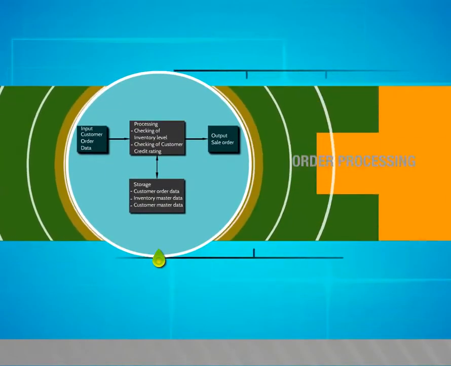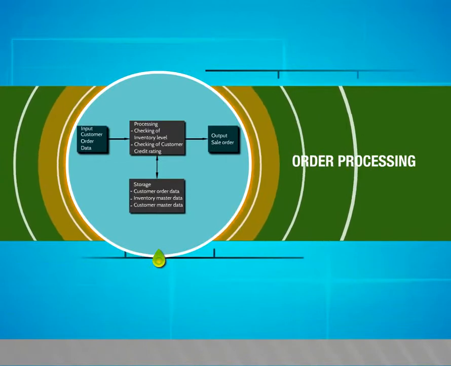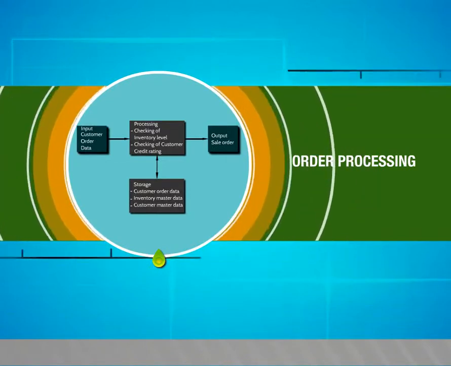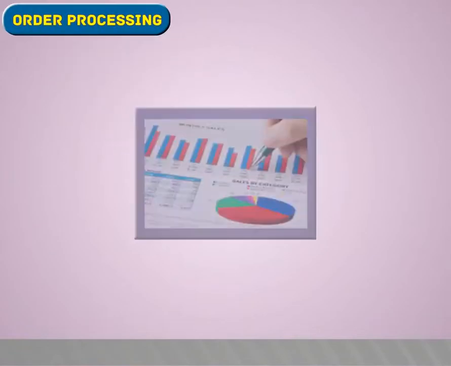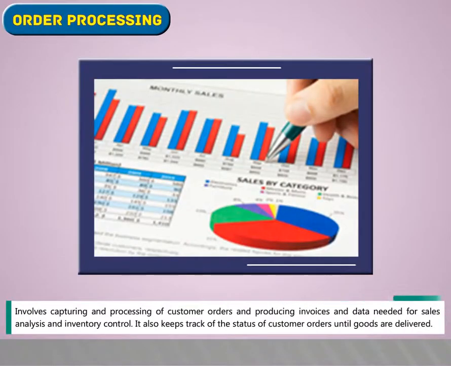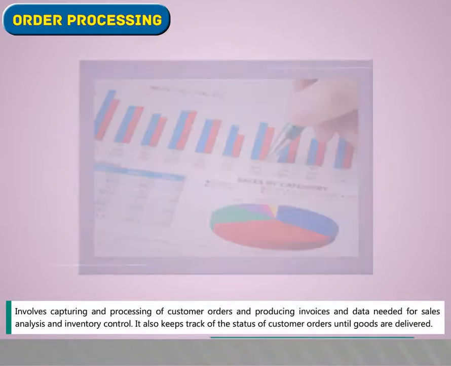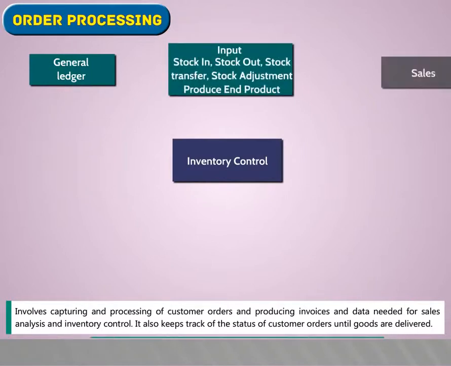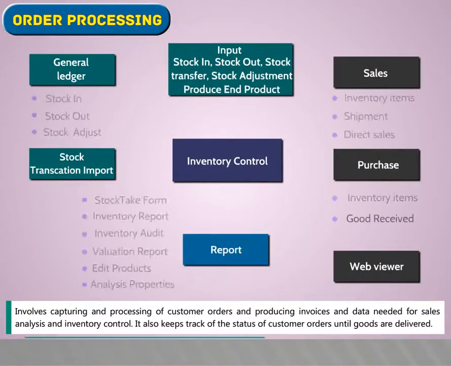Order processing. In this video, we are going to see about order processing. Order processing involves capturing and processing of customer orders and producing invoices and data needed for sales analysis and inventory control. It also keeps track of the status of customer orders until goods are delivered.